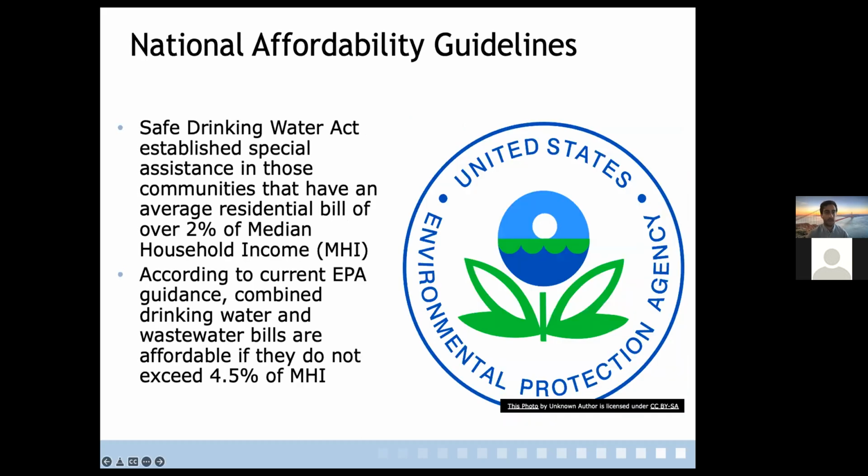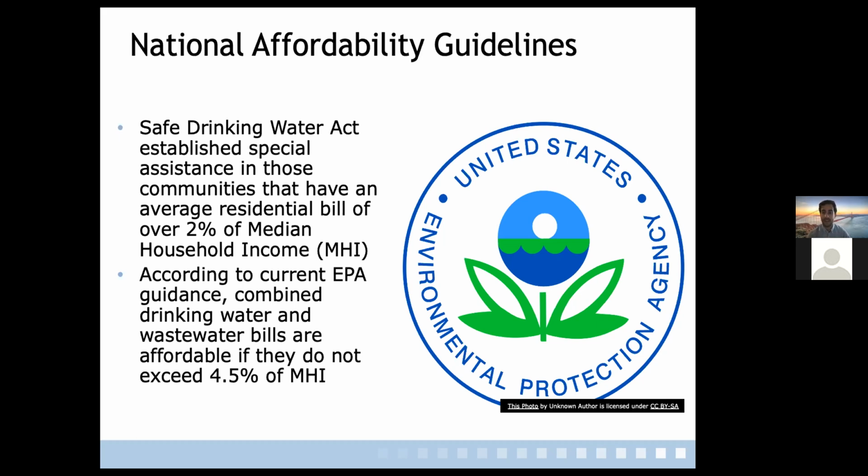The US EPA has some national affordability guidelines as well. The Safe Drinking Water Act established special assistance for communities that have an average residential bill of over 2% of the median household income. And current EPA guidance combined with drinking water and wastewater bills are affordable if they don't exceed 4.5% of MHI. These numbers are strictly for making decisions about regulatory policy, and they go back to forcing systems to make upgrades on combined sewer overflows.